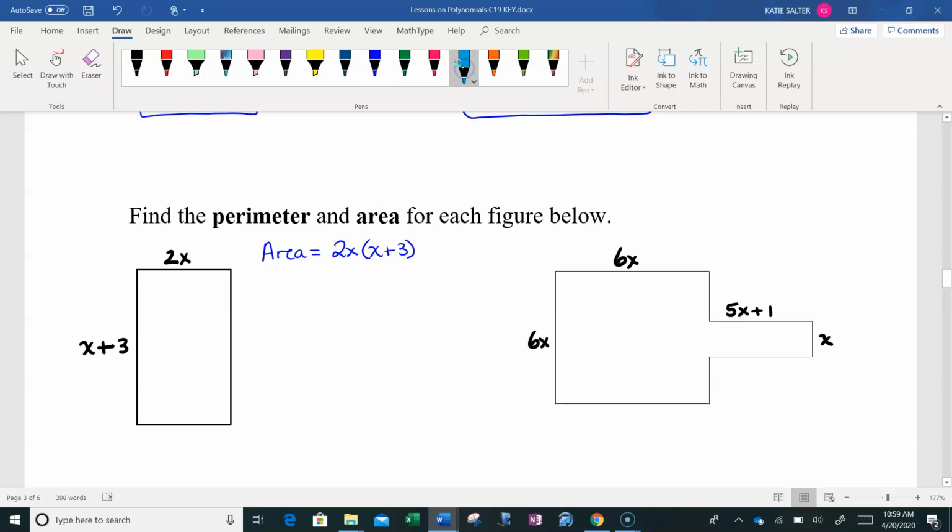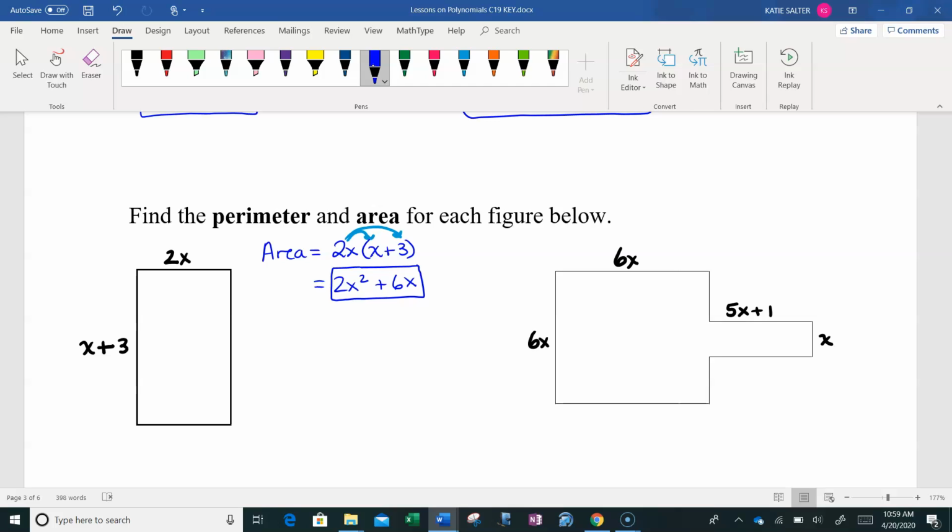And then we're going back to what we learned just a minute ago. We would just distribute. So 2x times x would give us 2x squared, and 2x times positive 3 would give us 6x. And there is the area for this figure. All right, but it also asks us to find the perimeter.